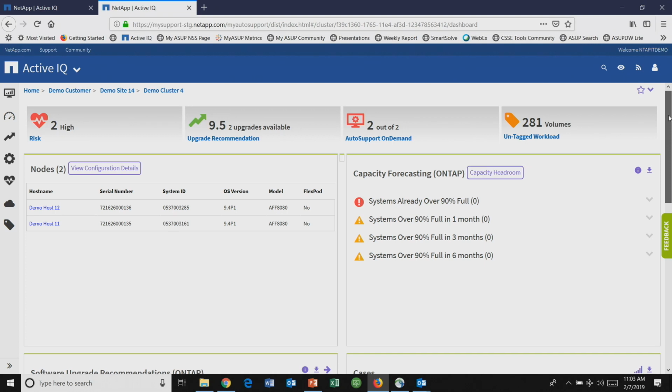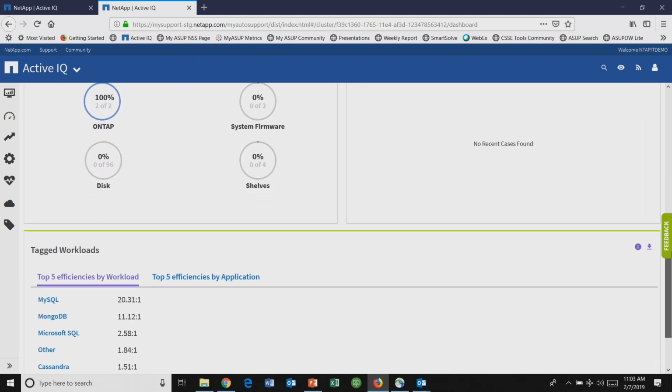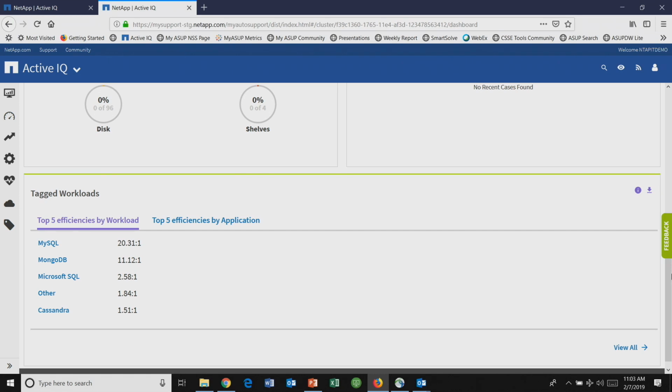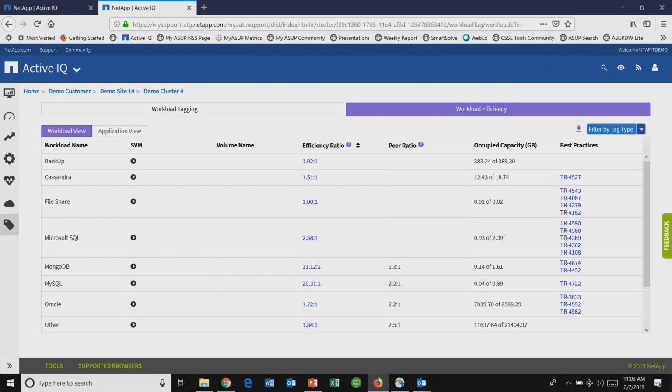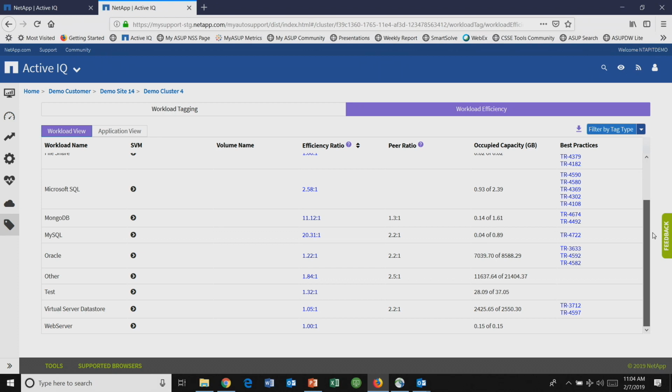On the cluster dashboard, along with some of the other details, she has a way to look at the efficiencies of the workloads running on that particular cluster. So this is where she really wants to dig in and see how certain workloads are performing. So looks like on the top dashboard here, she can see some of the workloads running with the best efficiencies, but she wants to dig deeper and look at how some of these workloads are performing with regards to other similar workloads in NetApp's environment.